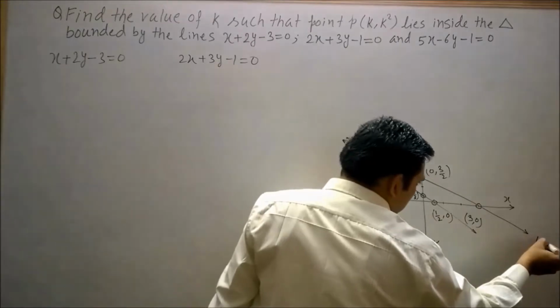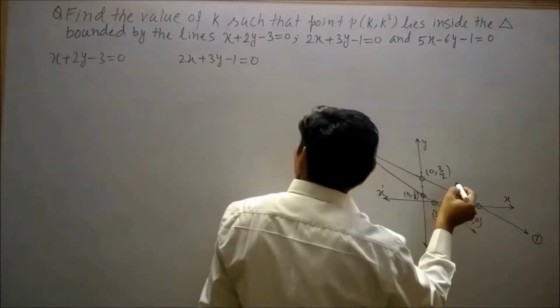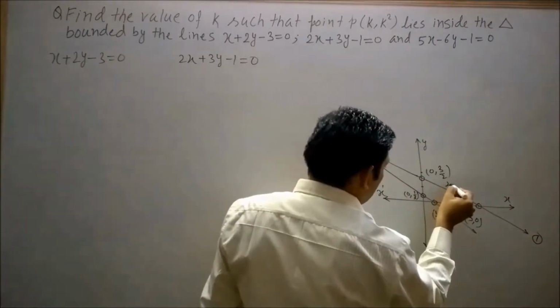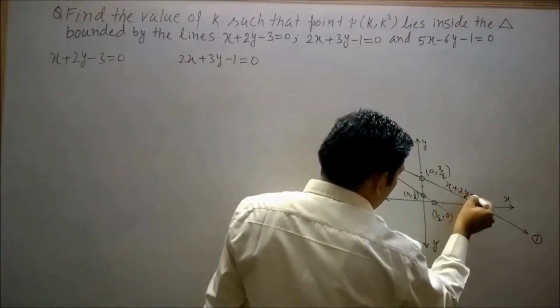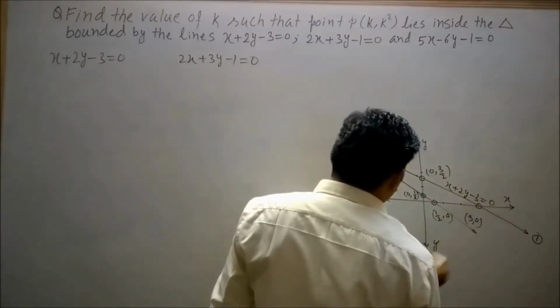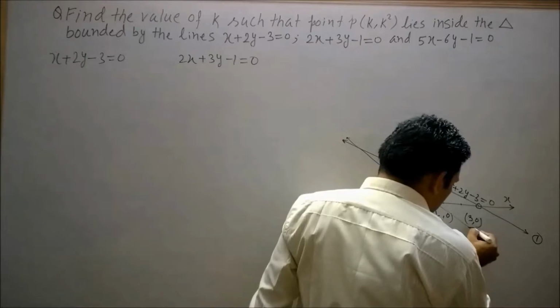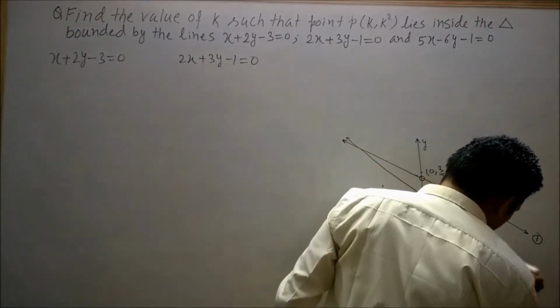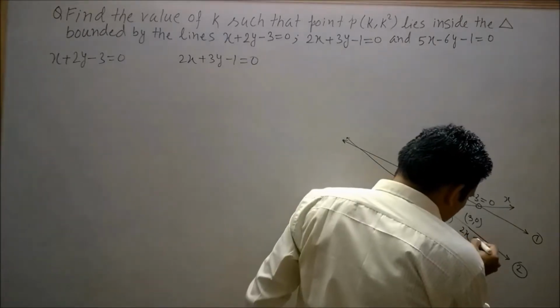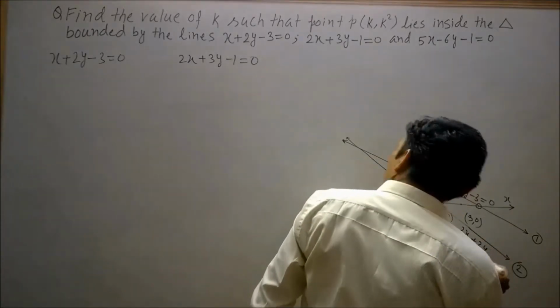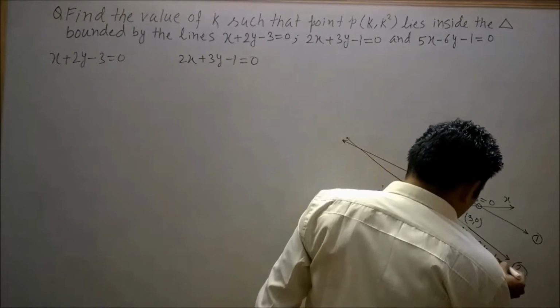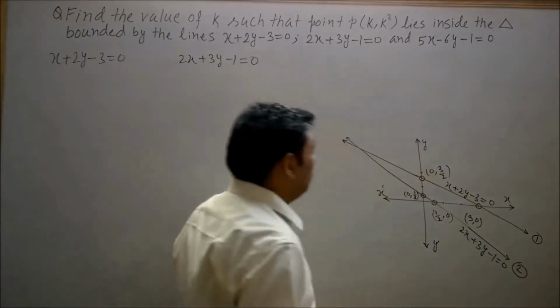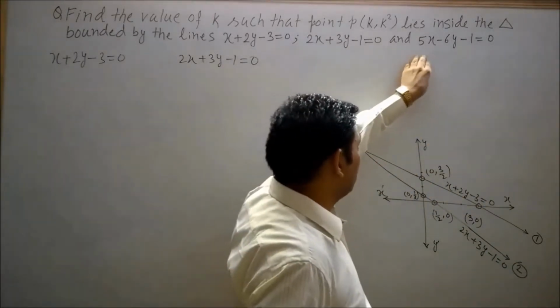Let's say this is equation number 1, x plus 2y minus 3 equals to 0. Let's say this is the straight line of equation 2nd, 2x plus 3y minus 1 equals to 0. Now, draw the line for this equation.